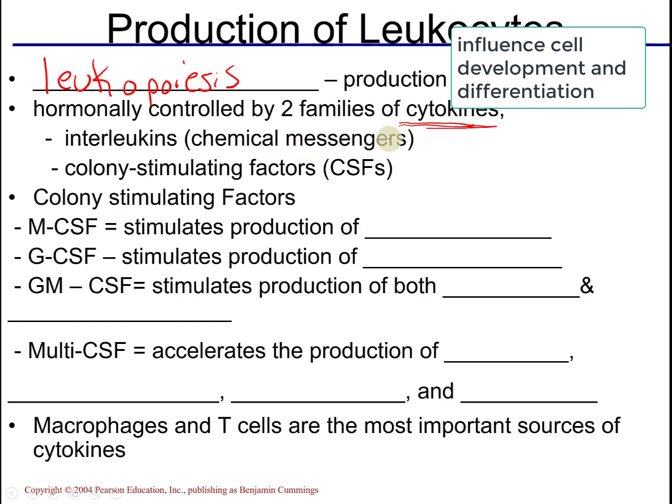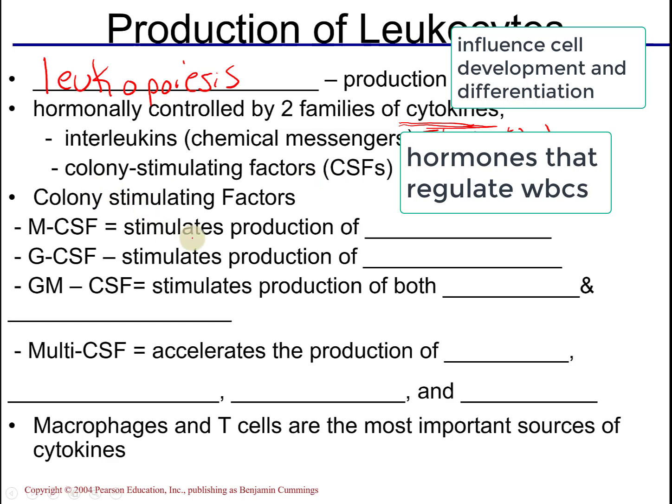And there are many interleukins. They are actually labeled IL-1, IL-2, and so on. And then something called colony stimulating factors, or CSF. So let's talk about colony stimulating factors, which are hormones which regulate white blood cells.